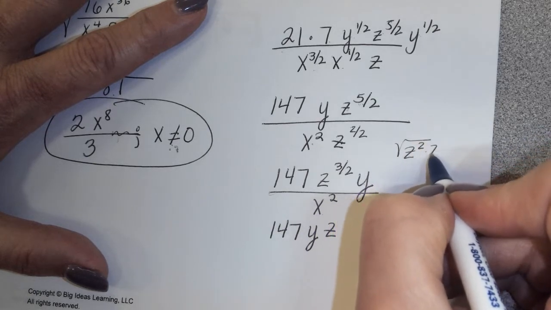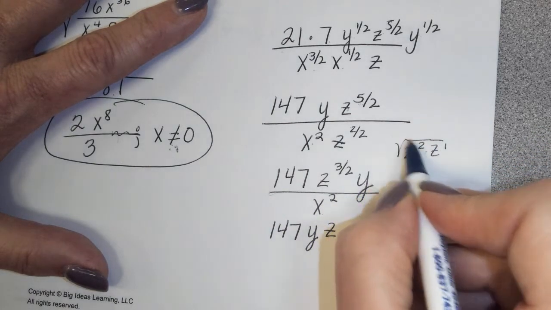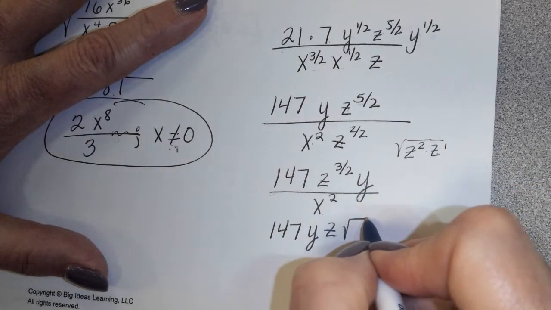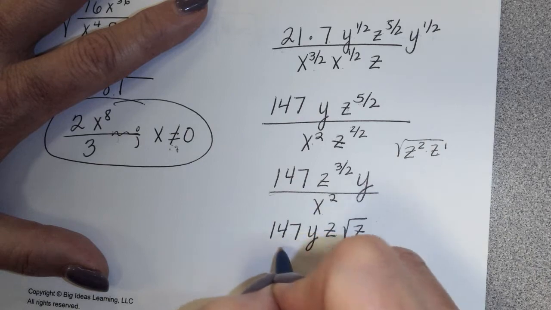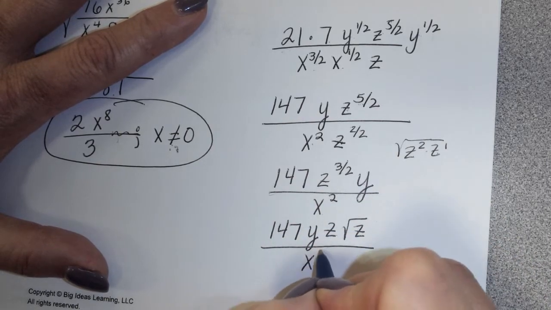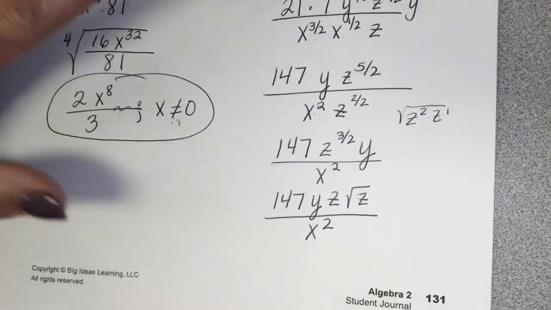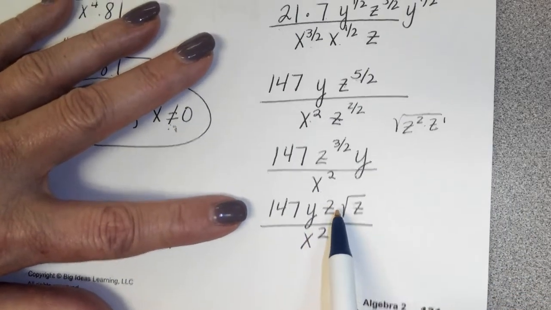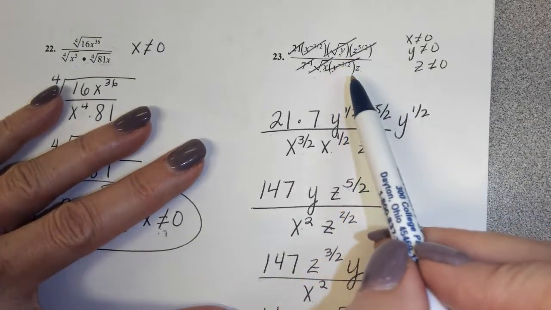And z cubed is z squared times z. So the square root of z squared is z. That comes out. But that one has to stay in. Those are my z's, all over x squared. Now, two things I have to look at here. Absolute value. I got to go back to the beginning and figure it out.